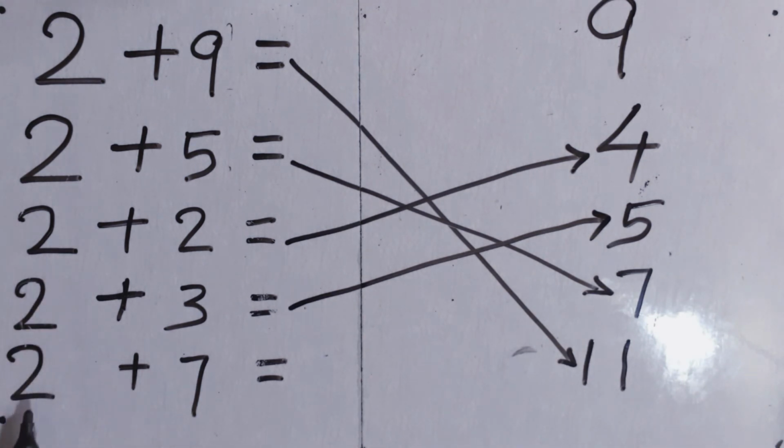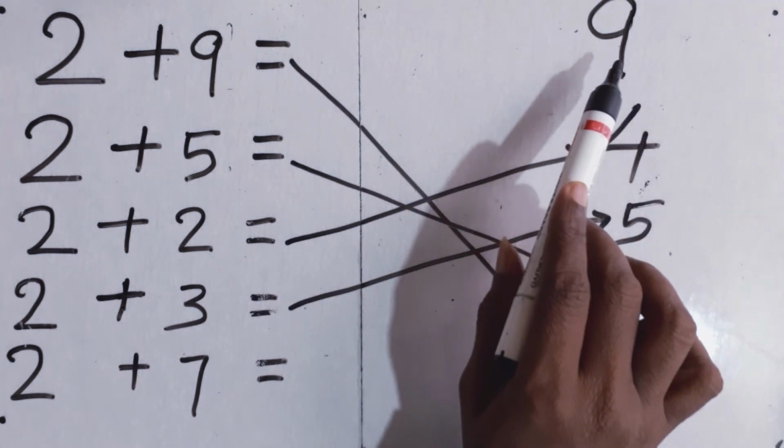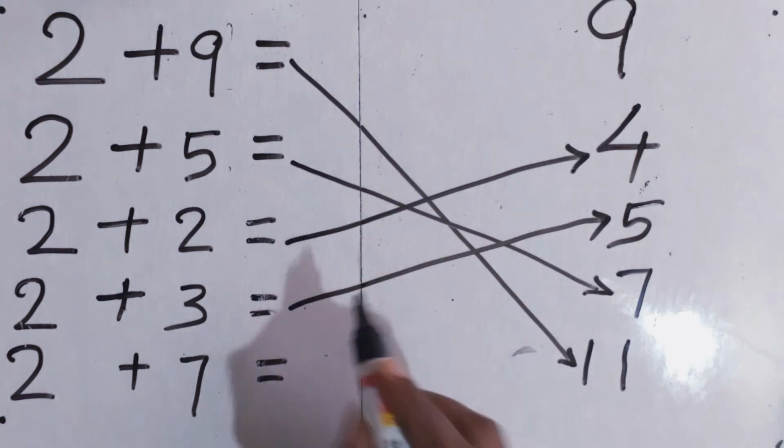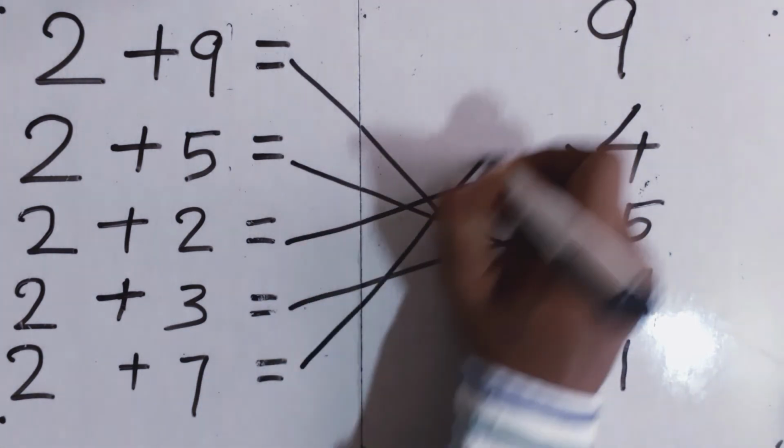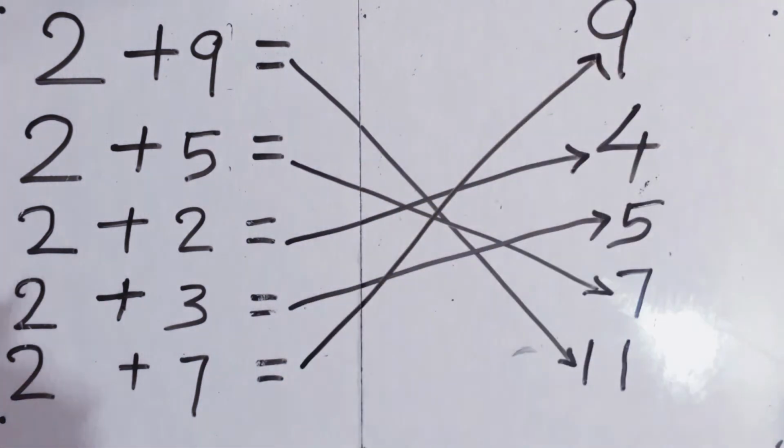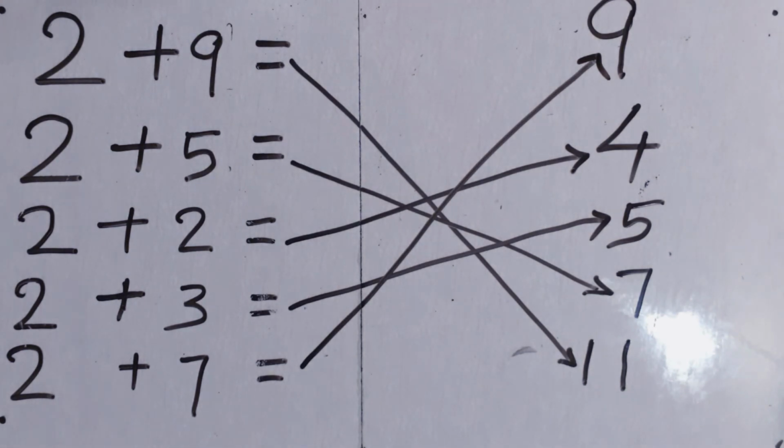Next, last one, 2 plus 7. What is the answer? You find out the answer here. 2 plus 7 is equal to 9. Here is the answer. You draw the line from here to here. Dear children, you should practice the match the following like this.